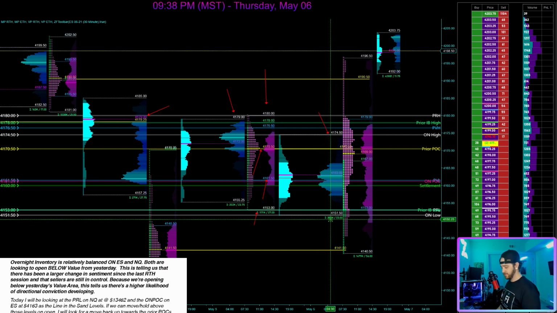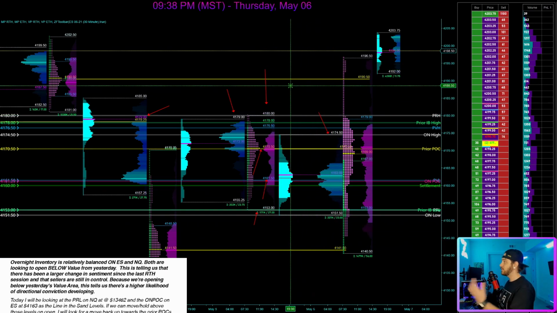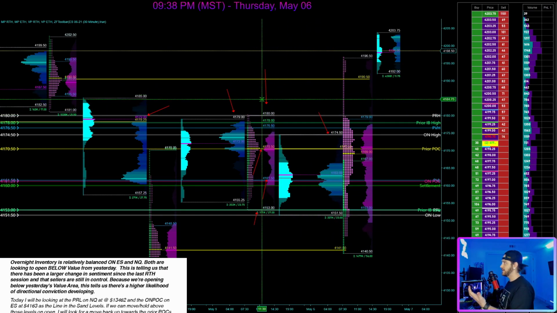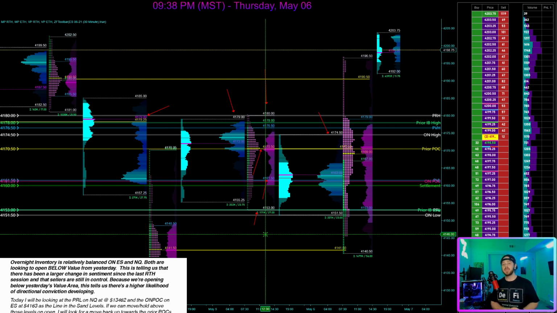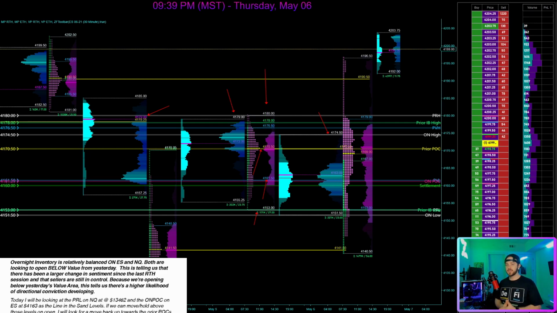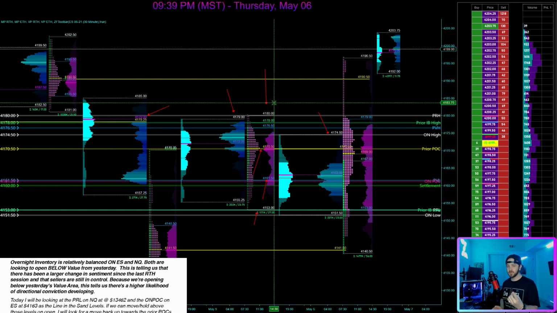If we, for instance, open completely outside of the previous session's range and value, so if we were to open up like up here or down here, that is the highest level of directional conviction. When we open outside of range and value, that tells us that there has been a large change in sentiment since the last session and that there is likely one side in control significantly. You can think about it like this: if we open entirely out of range and value, highest directional conviction, we've got a very high probability of trending.